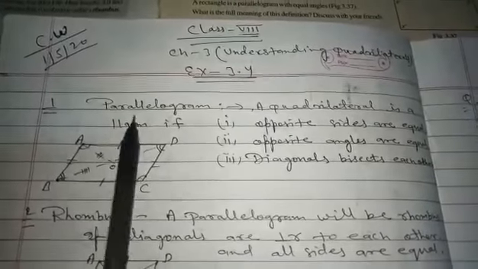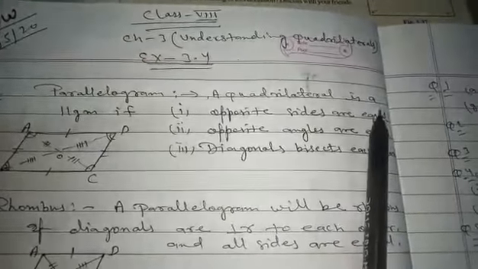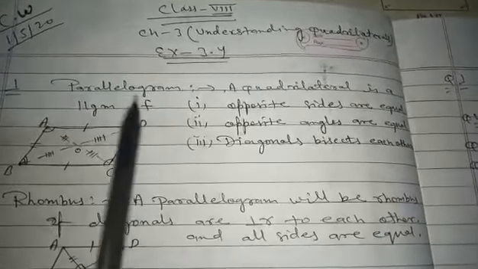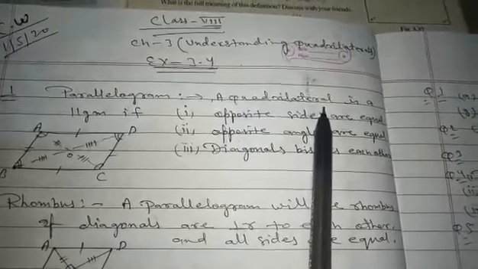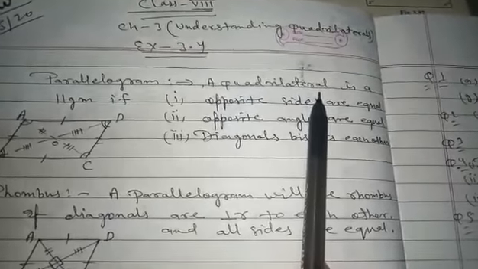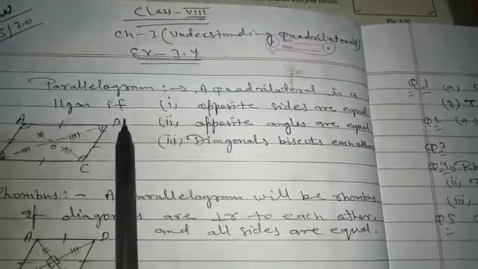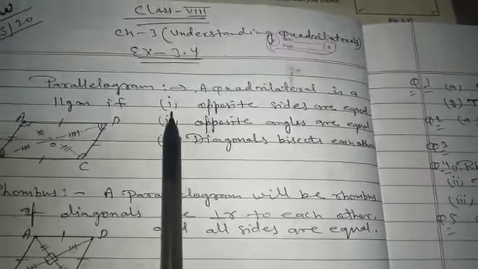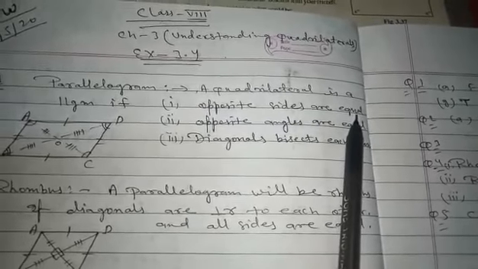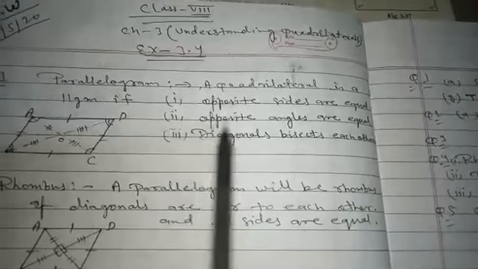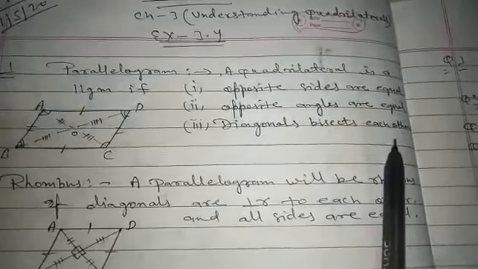First, parallelogram. Do you know what a quadrilateral is? It is a polygon which has 4 line segments. A quadrilateral will be a parallelogram if, first condition, opposite sides are equal and also parallel. Second, opposite angles are equal, and third, diagonals bisect each other.